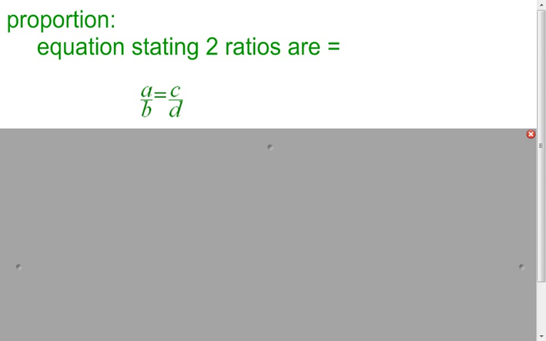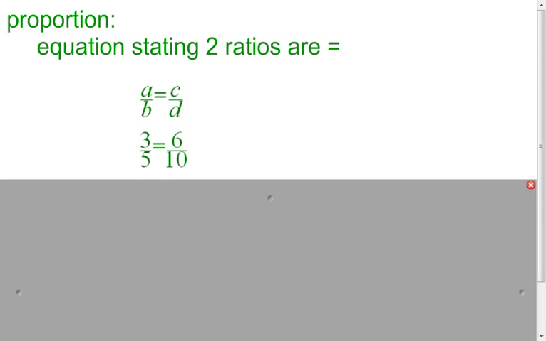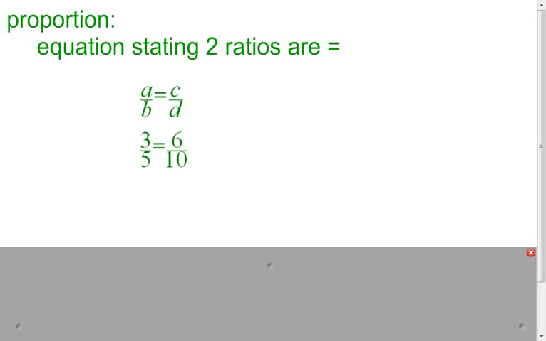So I have my first ratio here on the left, A over B, and my second ratio here, C over D. Now I'll put some numbers in there that we can relate to. I can take a number like 3 over 5 and a number like 6 over 10. Those are two separate ratios, but they're actually equal. And there's a variety of ways to check this.